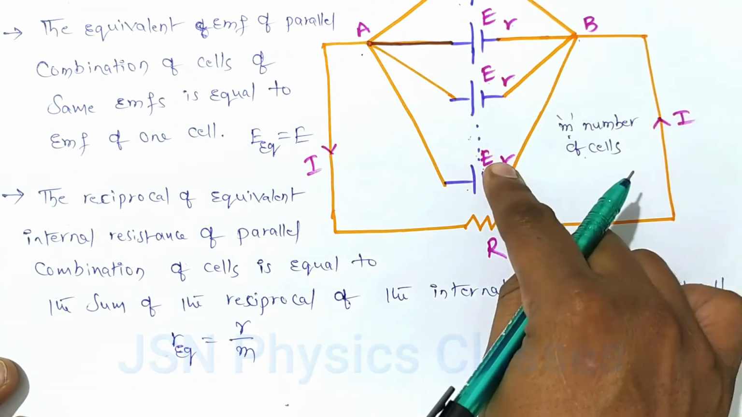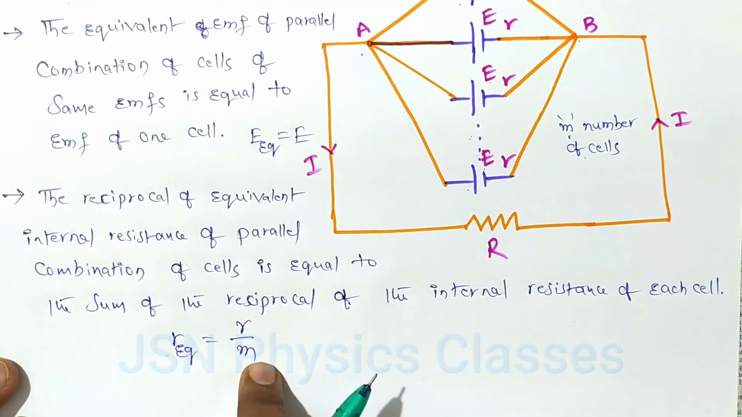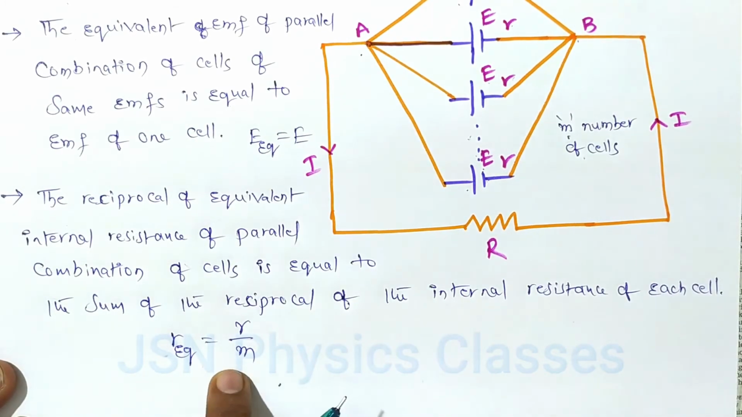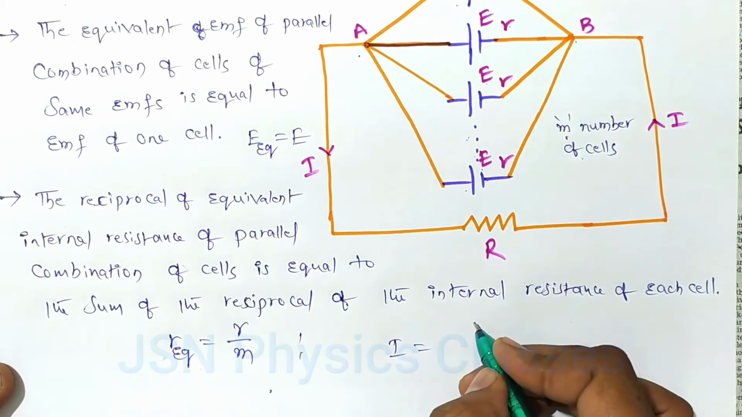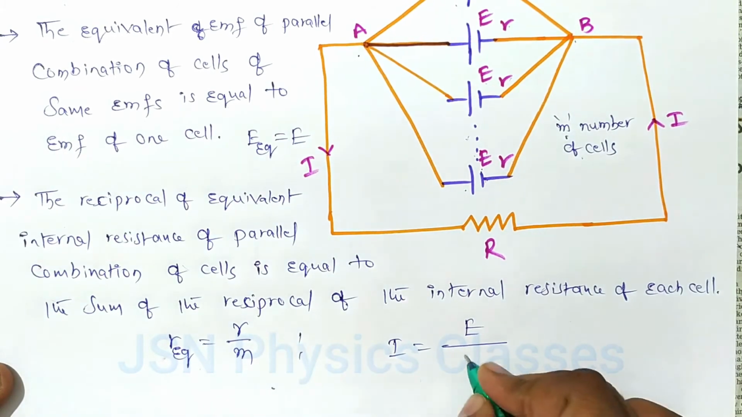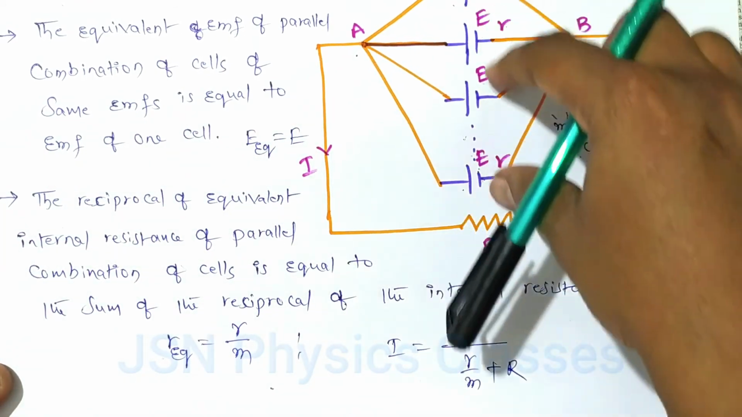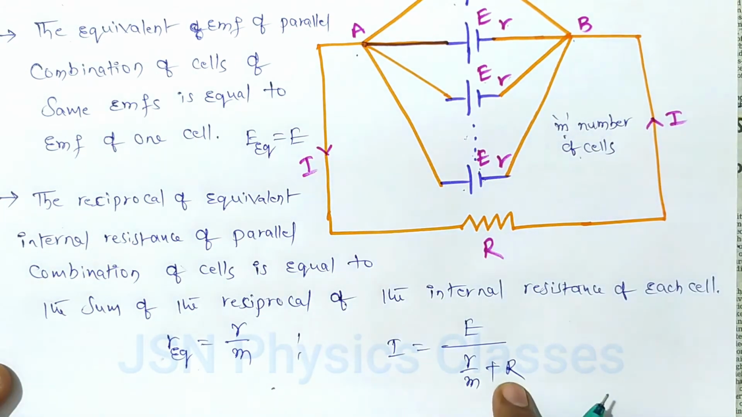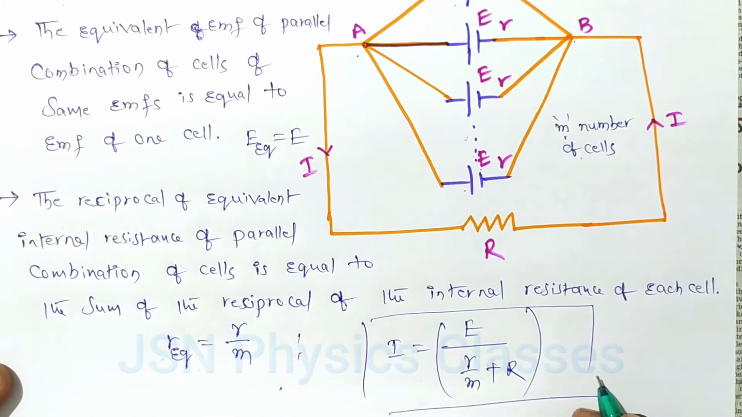That's why if m number of internal resistances are in parallel combination, the equivalent resistance is R by m. Okay, so we know the equivalent EMF and the equivalent resistance, so we can calculate the current passing through the circuit. The current is equal to E by the equivalent resistance, that is R by m, plus the external resistor, because the equivalent resistance is in series with capital R. That's why I am adding R by m plus R. So this is the current passing through the circuit.